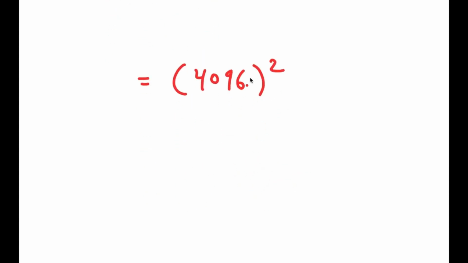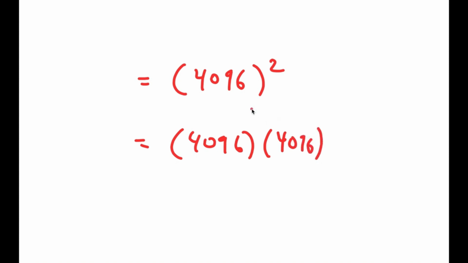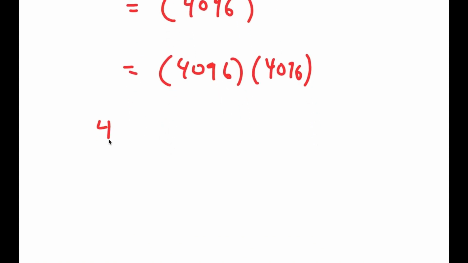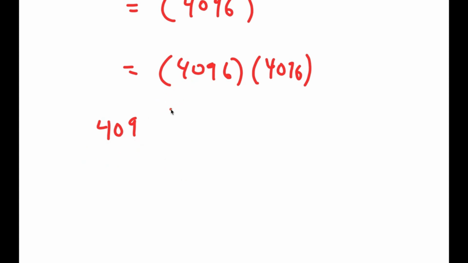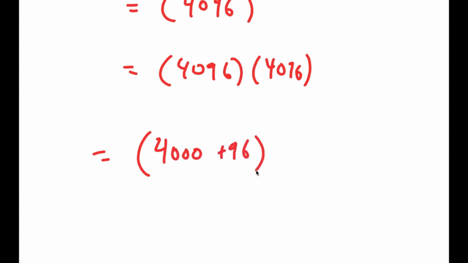Now, what most people would do, well, first of all, 4,096 squared is the same thing as 4,096 times 4,096. And from here, what most people would do is they would just multiply this like this. So they do 4,096 times 4,096 and use the conventional method to multiplying it. However, this method takes way too long, and it's really easy to make an error using this method. So instead, to more easily solve this, I'm going to rewrite this as 4,000 plus 96 times 4,000 plus 96.